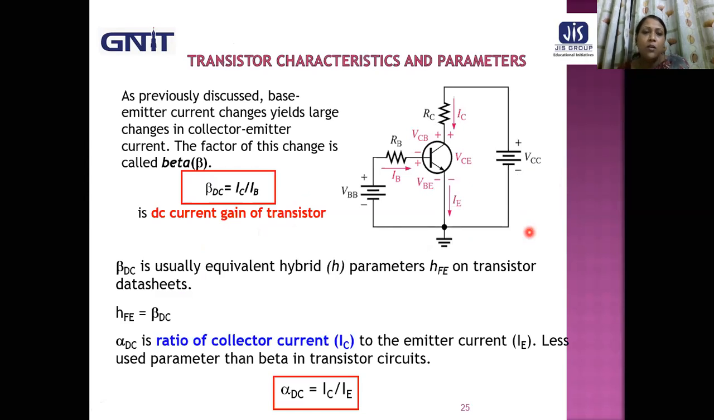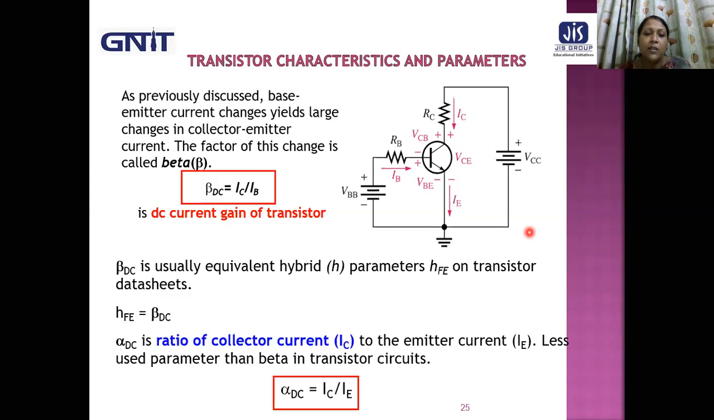Now we should know what the gains in the transistor are. As previously discussed, base emitter current changes yield large changes in collector emitter current. The factor of this change is called beta. So beta equals IC by IB, that is the DC current gain of the transistor. Now beta is equivalent to the hybrid parameter HFE on the transistor datasheet. HFE equals beta DC. Now one more term is there, alpha. Alpha is the ratio of collector current IC to the emitter current IE.